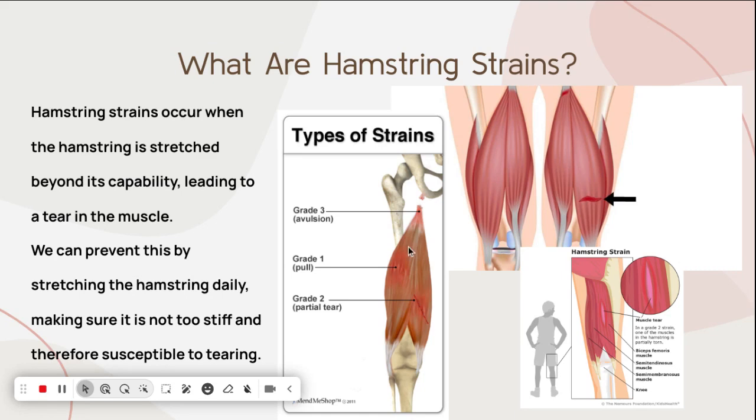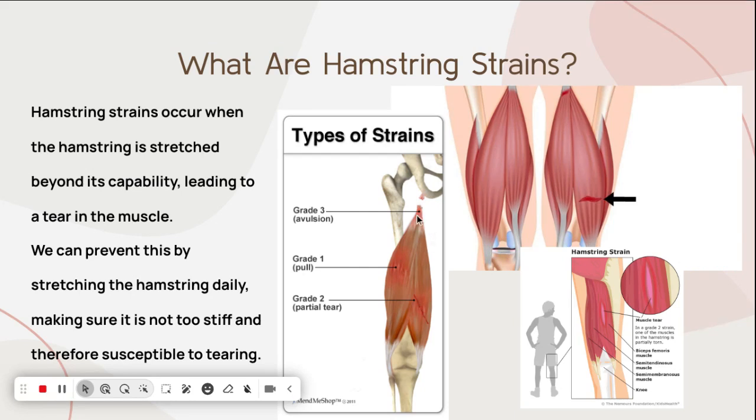A grade 2 is a partial tear. So that's when you can see like a noticeable tear through the muscle. It will cause you to limp and you will notice pain during activity. There might be some loss of strength and bruising.